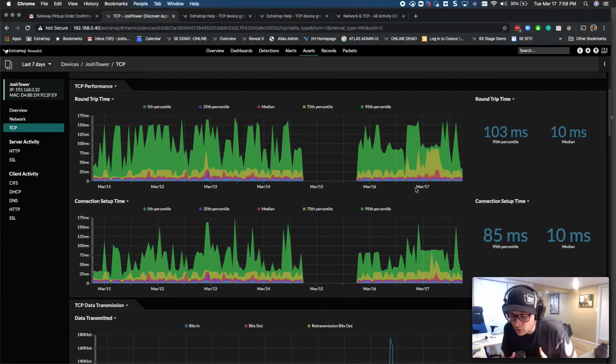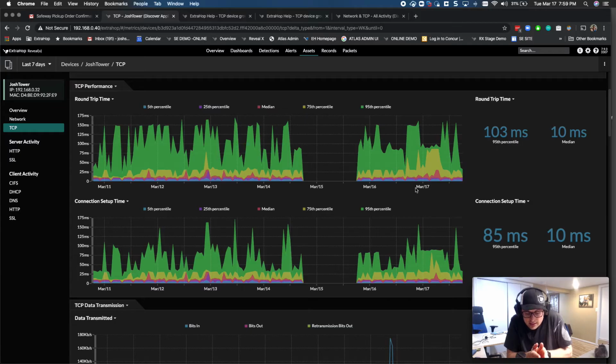So I'll do more on TCP, but really the summary is: look for things like retransmission timeouts, and then dive into the devices that are having retransmission timeouts and look at their round trip time, connection setup time, and the layer 7 protocol that's being leveraged. Is it affecting the communication? And if it is, what is that protocol moving back and forth?